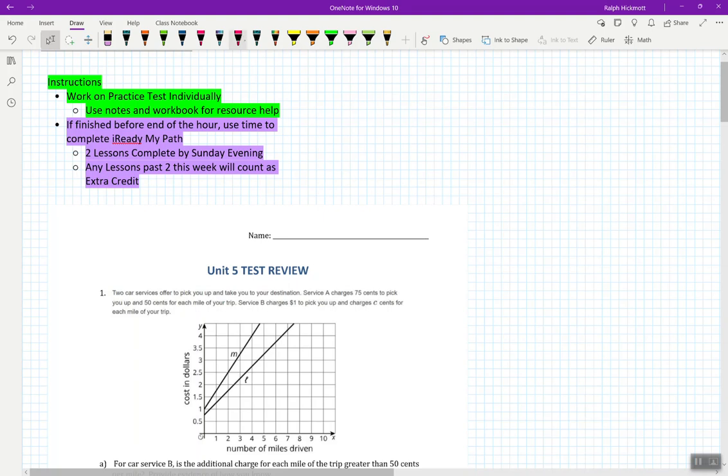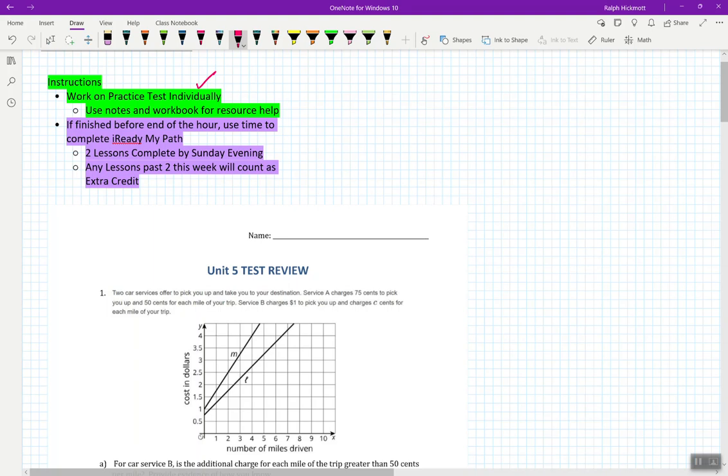I'm going to stress the individual part. That's to force you to hold yourself accountable, because you're not going to be doing this with a partner on the test. You're going to be doing it individually. And being a practice test, prioritize these types of questions fully. Use your notes and workbook for any help. Anything you don't know or are totally stuck on, skip over and come back to it, because on Wednesday we will actively go through this again.